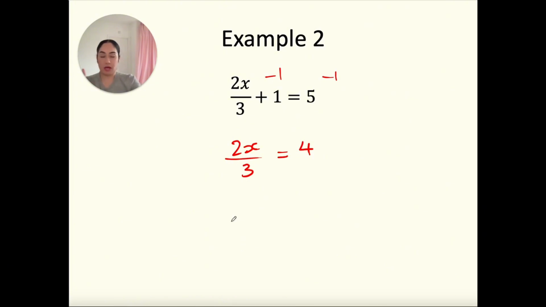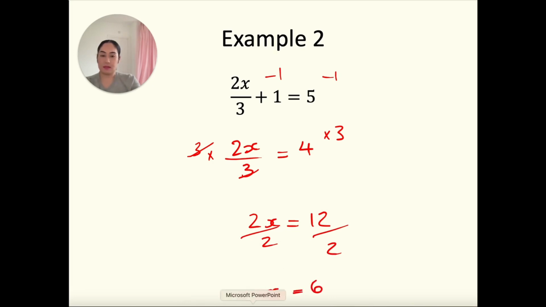Then we're going to isolate 2x by doing the inverse. It's being divided by 3, so we're going to multiply both sides by 3. That leaves us with 12 on this side, and these cancel each other out. So we have 2x is equal to 12. Then we're going to divide both sides by 2, and we're left with x is equal to 6.